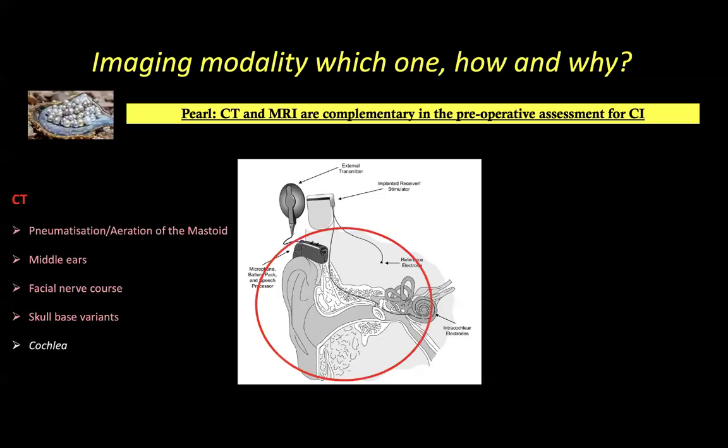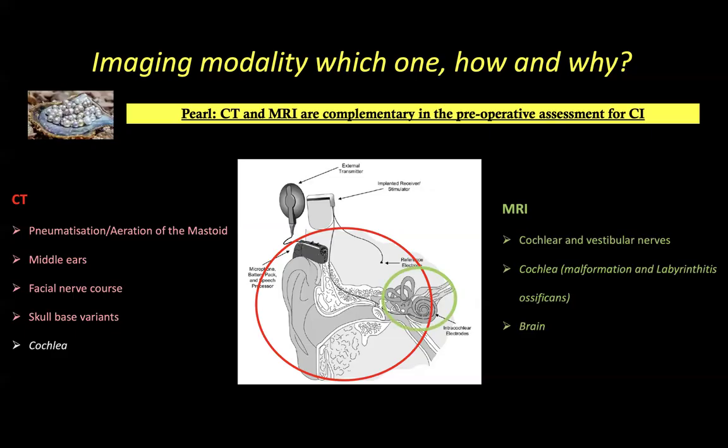Now, what is the difference between CT and MRI? Well, CT is very, very good for the bone and for the air. So pneumatization, aeration of the mastoid, middle ear, facial nerve course, and skull-base variants are all visualized on CT. You can see the cochlea, but the cochlea is better on MRI, and I will explain to you why in a second. MRI can see the nerves. Because the nerve is a condition sine qua non for the implant, so it's necessary for the implant, then you will need an MRI to visualize the nerve, which is not possible with the CT.